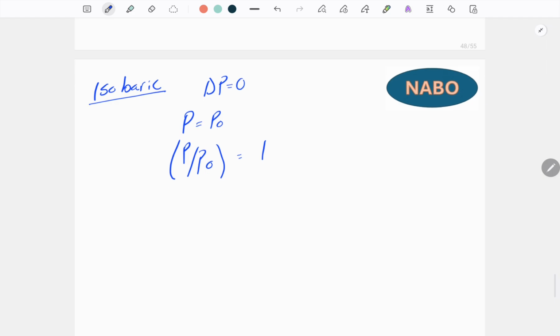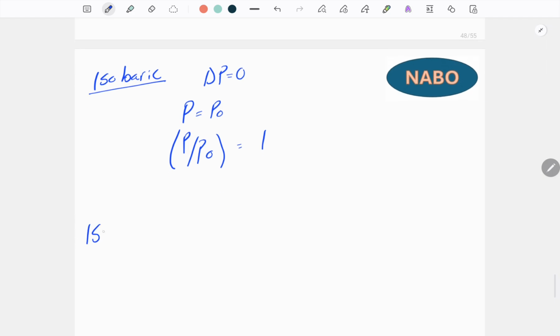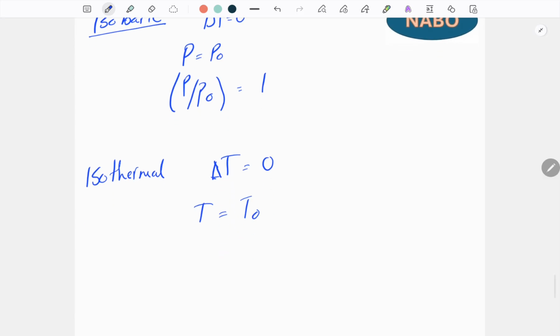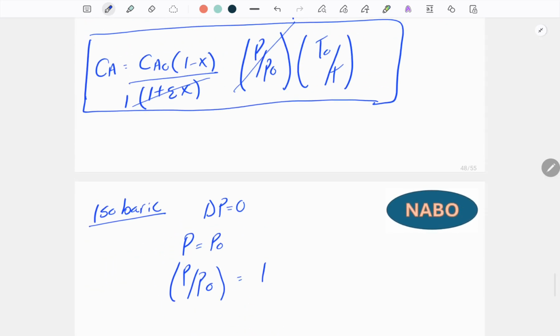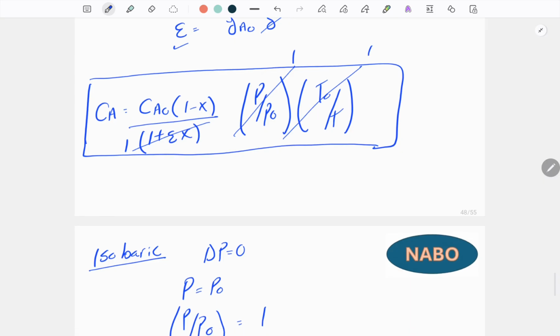If you're working with an isothermal problem, meaning that the change in temperature is 0, meaning that the final temperature equals the initial temperature, therefore this term here, T naught over T, will equal 1. So this term will also equal 1.